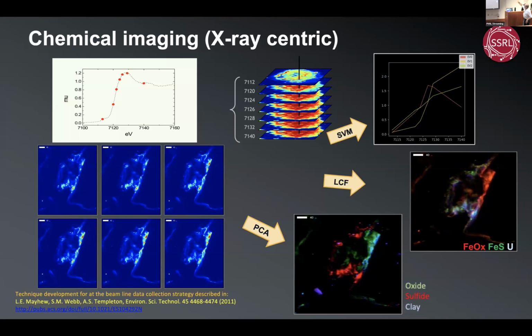We can combine this with different methods. PCA might tell us where different chemical species may exist. The simplex volume maximization may tell us about end members, and we may do some linear combination fitting to give us the actual chemical species.